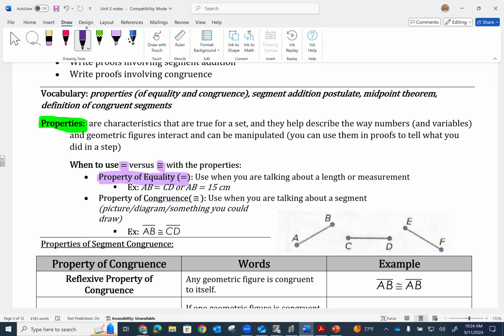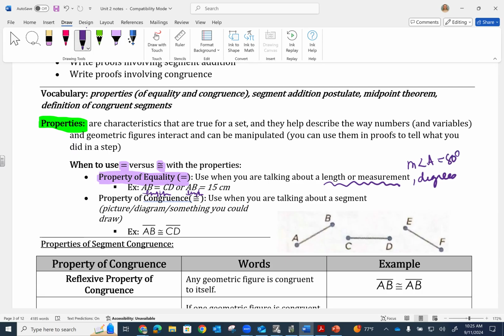And so you could say that the length of AB equals the length of CD. Maybe they're both 10 inches long. You could say that the length from A to B, again, if there's no segment bar over it, it means length, the length of it equals 15. So if you're talking about the length of something, you would use an equal sign. So use equal when you're talking about numbers or length or measure, or even degrees. If you're talking about an angle, you could say the measure of this angle equals 82 degrees.